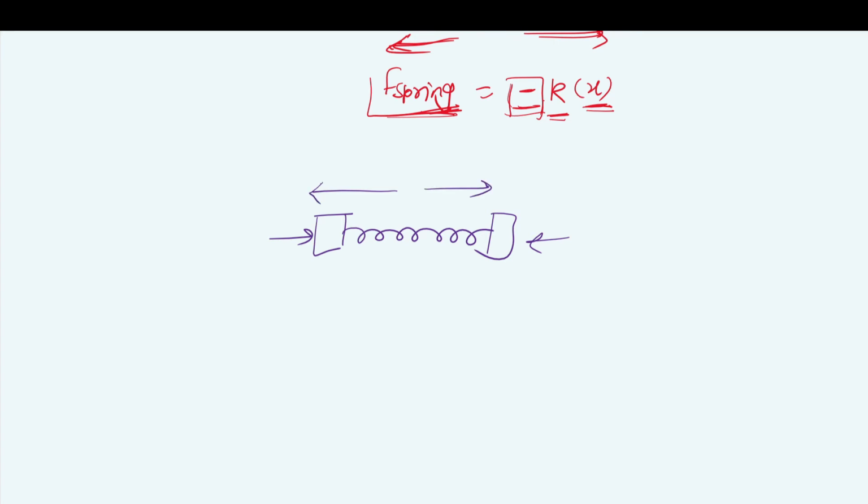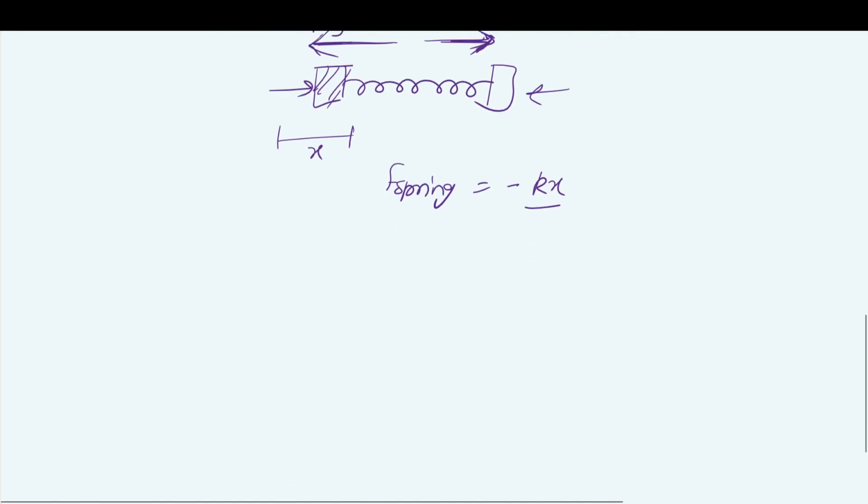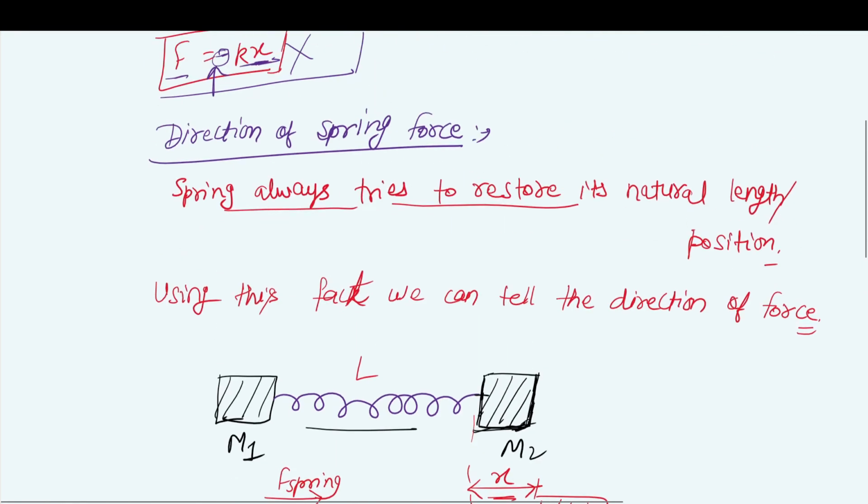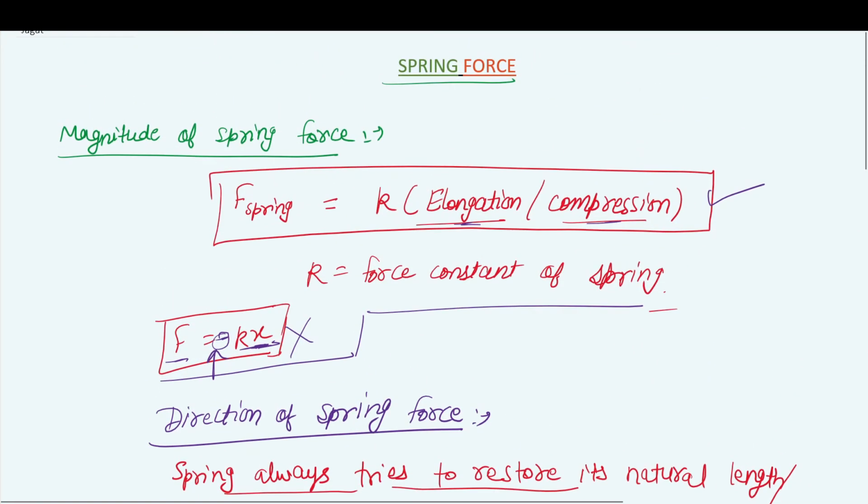So the spring will apply force in this direction and in this direction. Okay, so the spring force will be in this direction, that is F spring. And here, if it is compressed by a distance, let us say x, then this F spring will be the same as before, that is F spring is equal to minus kx. The basic concept is that F spring is equal to k into elongation or compression.